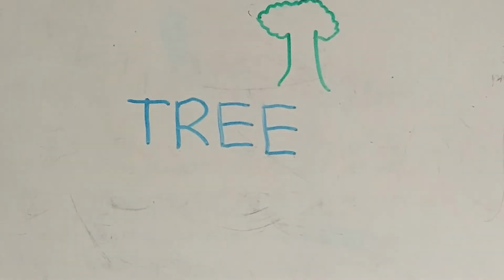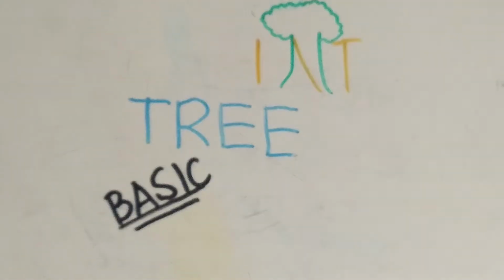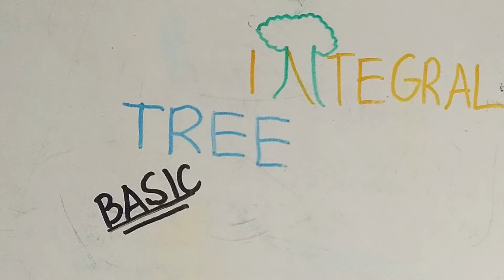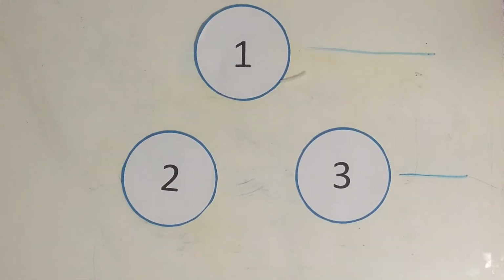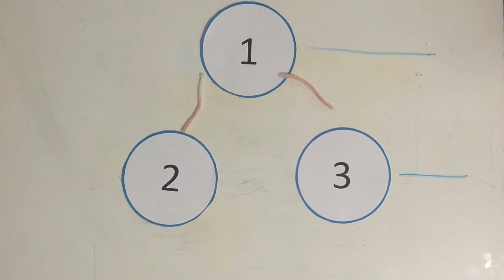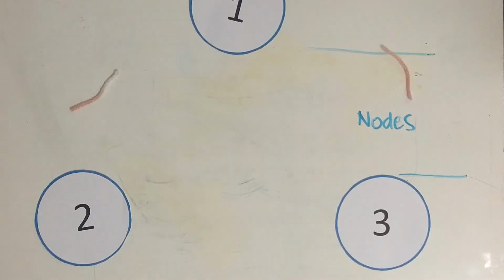The tree is one of the most basic, yet one of the most integral data structures in all of data science. A tree is basically a multi-level data structure that shows a hierarchical relationship between individual elements called nodes. First, we will be discussing the terminologies.